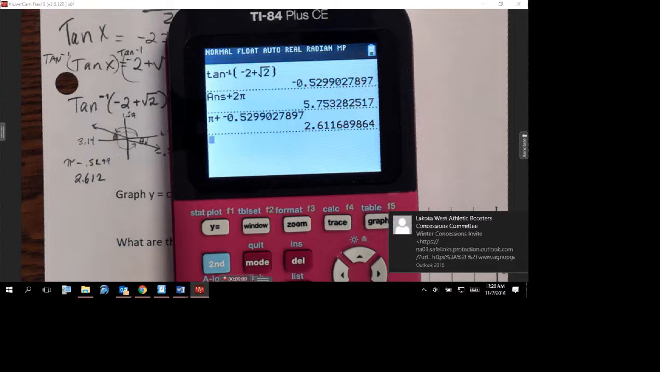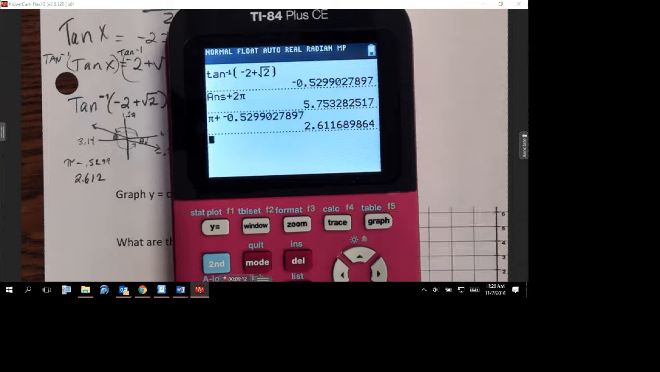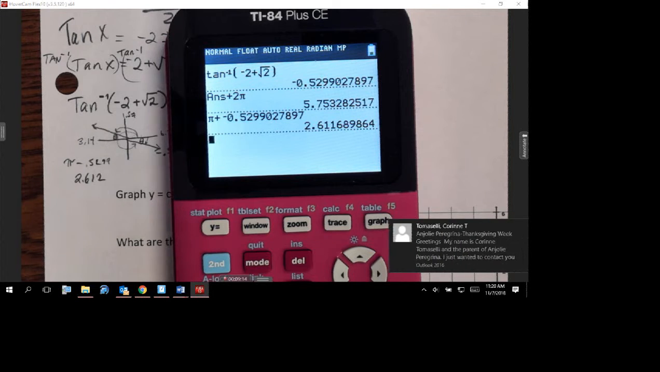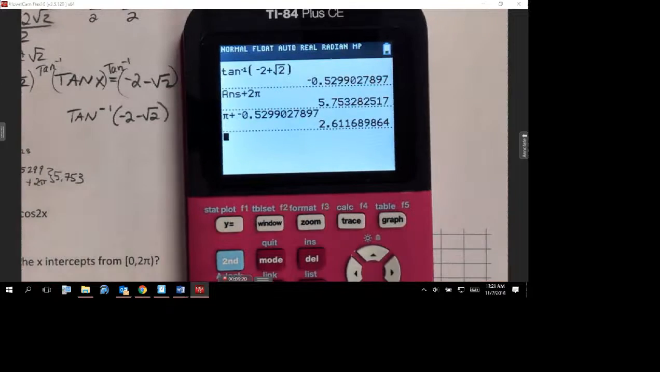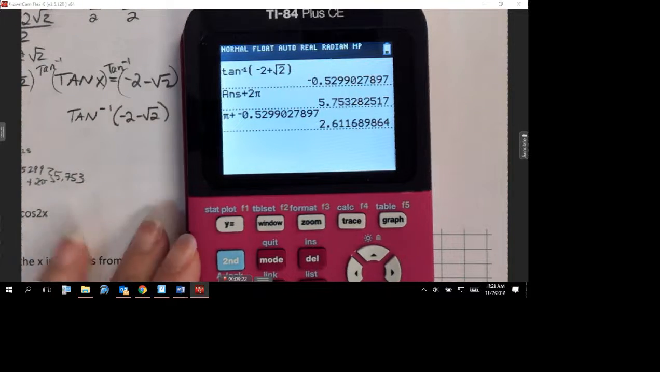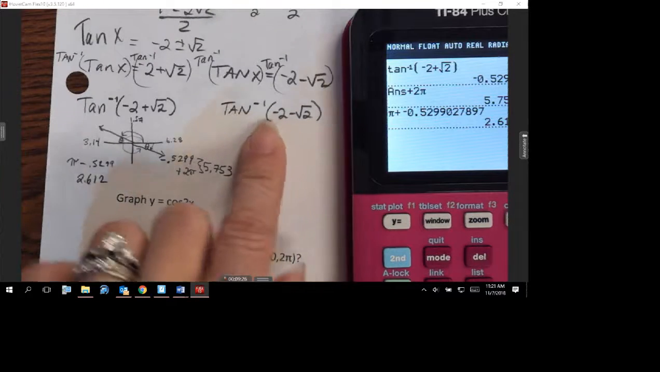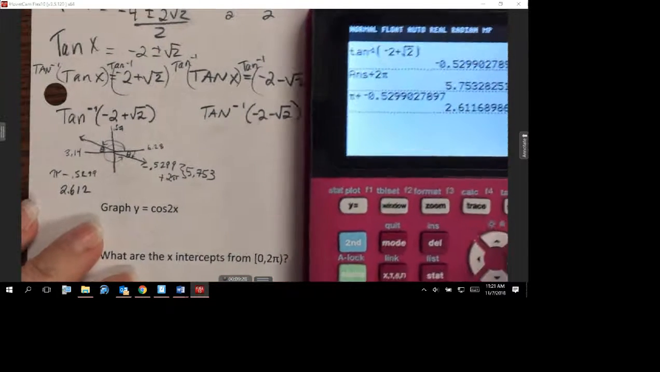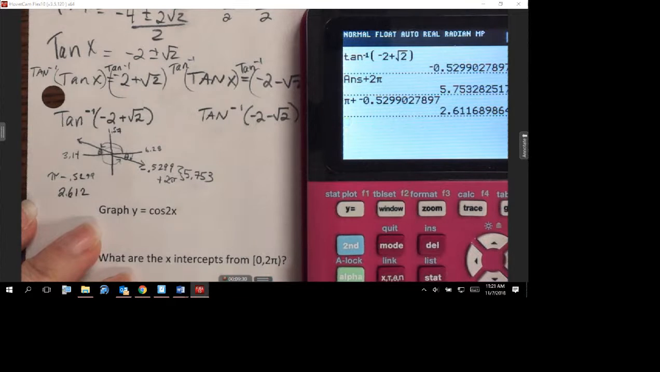Do you remember doing this in chapter 4? It's been a while. Yeah, everything comes back in math. Everything comes back. So what we're going to do now is we still have to do inverse tangent of negative 2 minus radical 2. We have the second part to answer. Because you are in big girl and big boy math now.